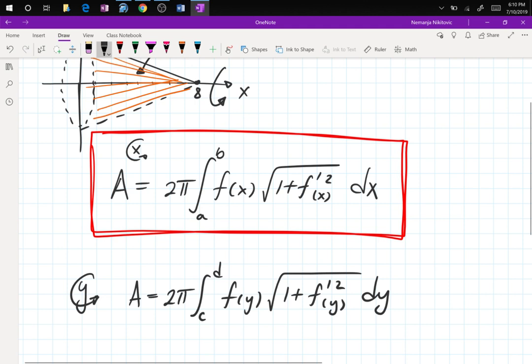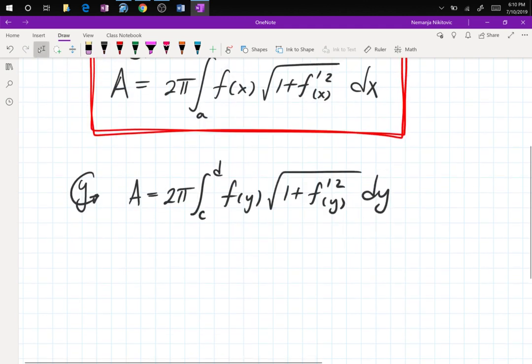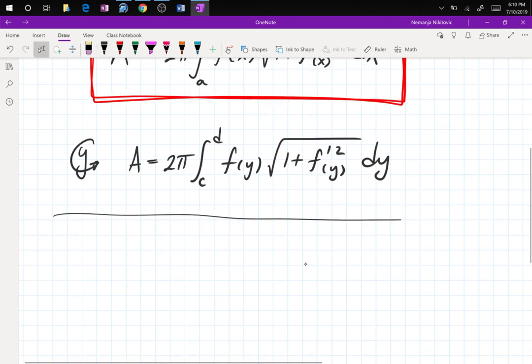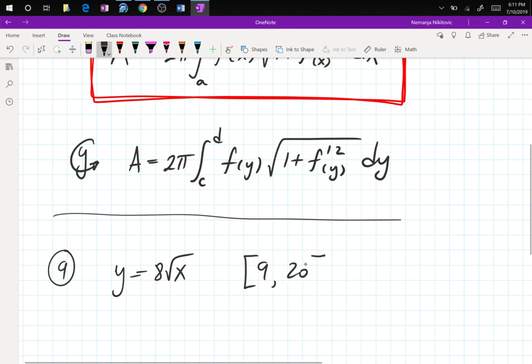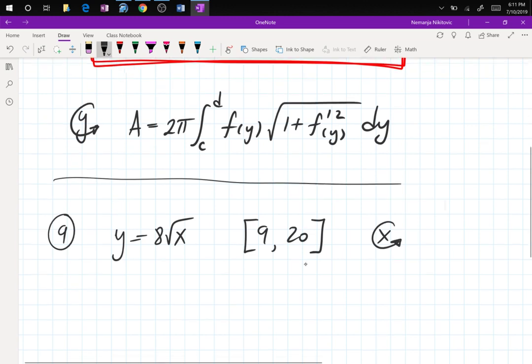Problems 7 through 20 you should be able to do by hand. Problems 24 through 28 are technology if you're looking at the book. Also make sure that you are reading carefully if you're doing the online homework, because it will tell you if you have to use the technology to integrate. Let's take a look at, let's say, number 9. Your function y is equal to 8 square root of x, and your interval is 9 to 20. And you are rotating around the x-axis.